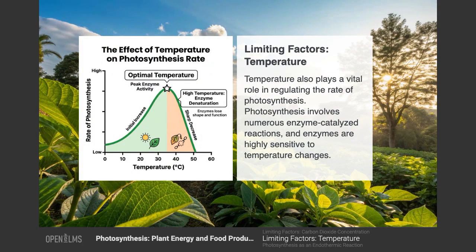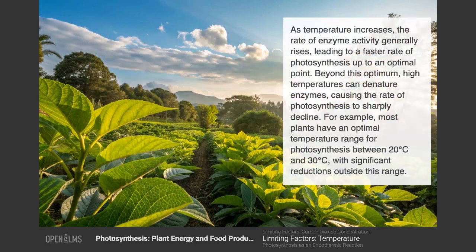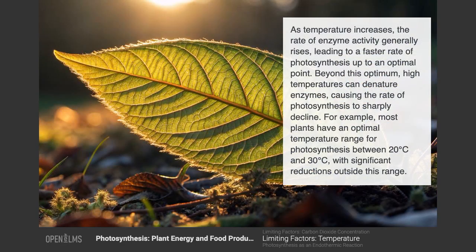Limiting factors. Temperature. Temperature also plays a vital role in regulating the rate of photosynthesis. Photosynthesis involves numerous enzyme-catalyzed reactions, and enzymes are highly sensitive to temperature changes. As temperature increases, the rate of enzyme activity generally rises, leading to a faster rate of photosynthesis up to an optimal point. Beyond this optimum, high temperatures can denature enzymes, causing the rate of photosynthesis to sharply decline.